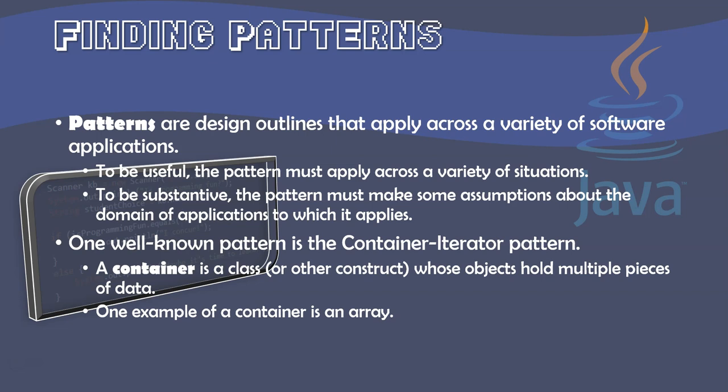One well-known example of a pattern is known as the container iterator pattern. A container is a class or some other construct whose objects hold multiple pieces of data. An example of a container is an array, because we can hold, for example, multiple integers, multiple doubles, multiple strings, class types, etc.